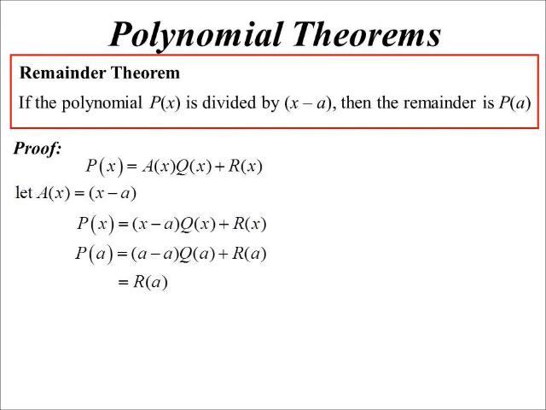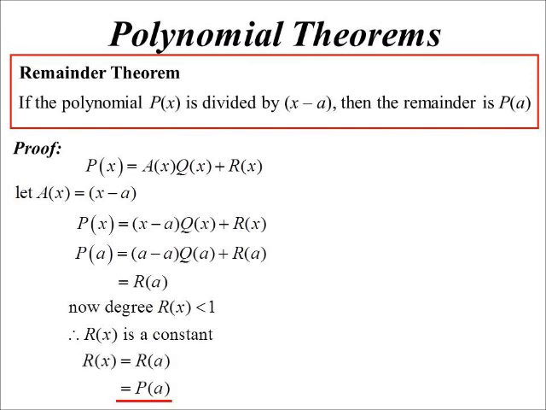Well, that's close to what we want. We want it to be remainder x, not remainder A. But we know the degree of the remainder is always less than the degree of the divisor. So if the divisor is linear, then the remainder has to be a constant number. So the fact that I've got remainder A doesn't matter. It's going to be constant no matter what I substitute in. So remainder A would be the same as remainder x. So yes, the remainder will be whatever we get when we substitute A into the polynomial. So there's our proof.